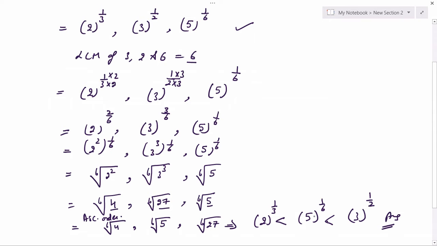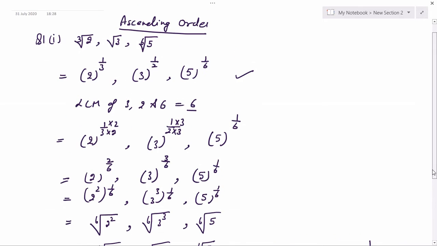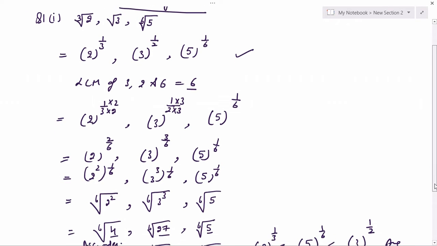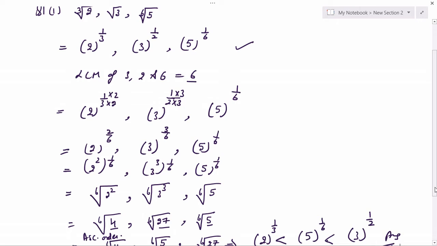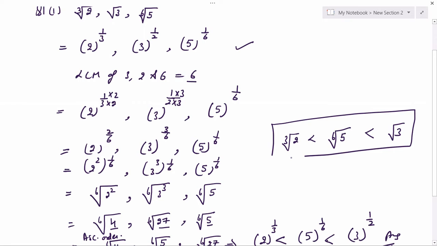Right? You can write down them in the original form which is given here in the question. It is given in the form of cube root of 2, so I can write down this. So your answer would be cube root of 2, 6th root of 5 and square root of 3. This is the answer. This is the ascending order of the numbers.